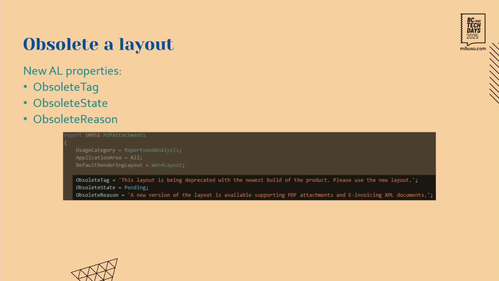And finally, as we are modernizing our layouts, we wanted to make our life, your life, and our customer life easier to handle different versions of layouts. More specifically, we added 3 new AL properties to mark a layout as obsolete. So now in AL, you can set the obsolete tag, the state, and the reason. This is also shown in the report layouts page. I will show that in a second. And it can be set through the UI in your uploaded layouts. Of course, I cannot mark your layout as obsolete, so I need to be the one uploading it.